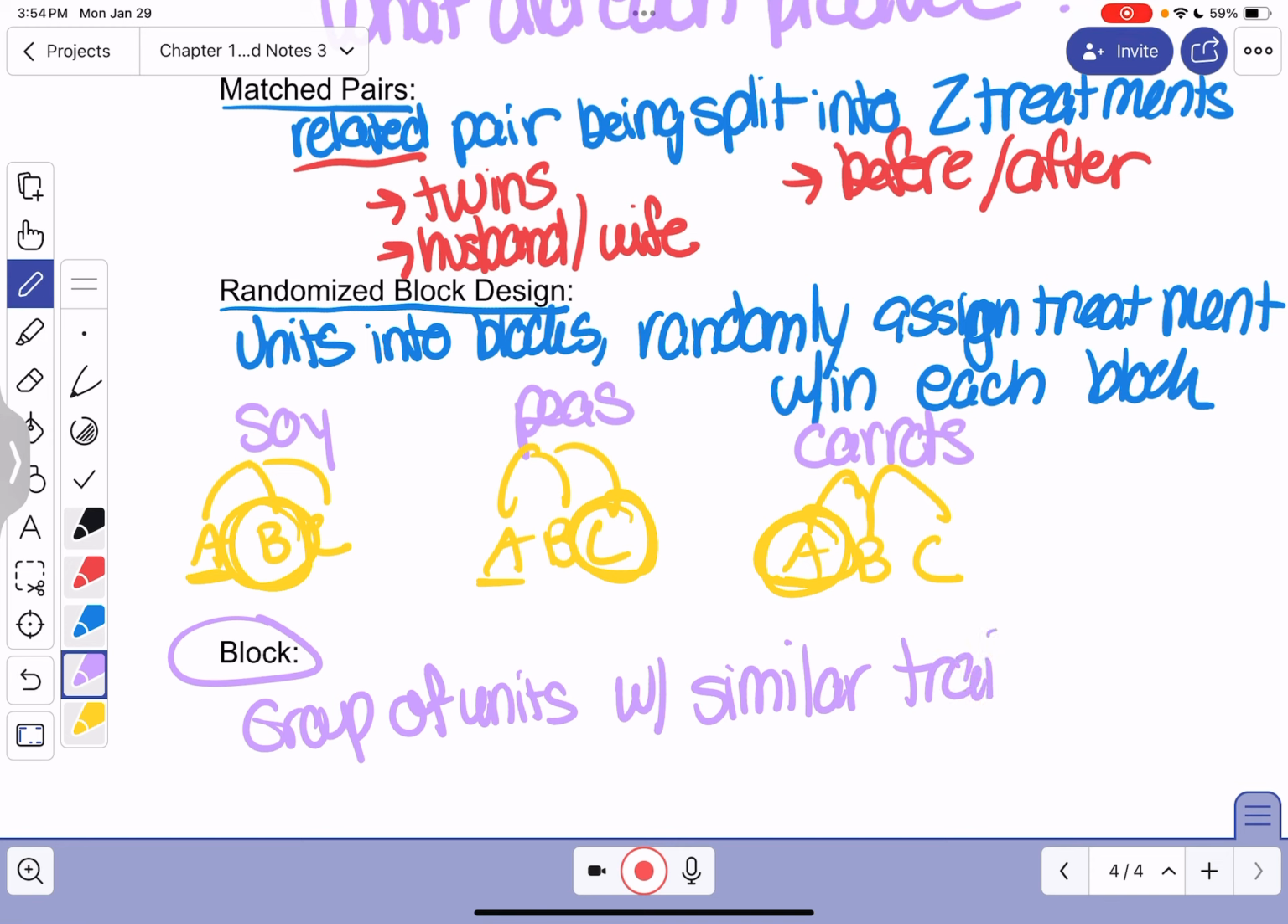So peas, carrots, and soy, each group is its own thing. Maybe I do vegetables, flowers, and fruit. You can pick the trait that you're dividing them by, but you just decide. So that's the vocab for 1.6.